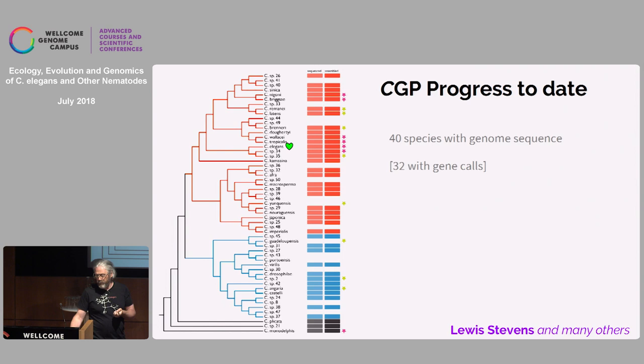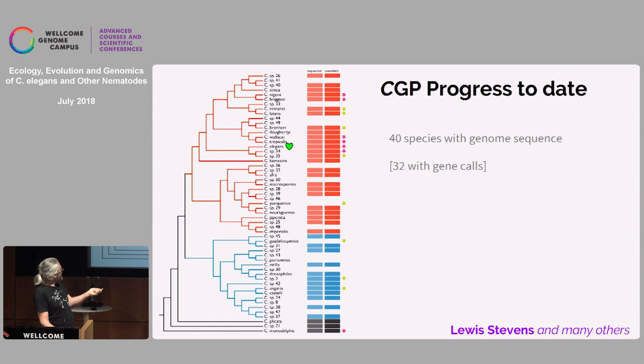When we started this project, there were 51 species known in the genus. I'll come back to that. But we're doing pretty well. So again, C. elegans is here. And the Caenorhabditis genus can be split into two groups on this tree. I'll come back to why this tree might not be correct. There's the elegans supergroup up here, and the Drosophila supergroup down here. And we have genomes now for species across both of these groups.